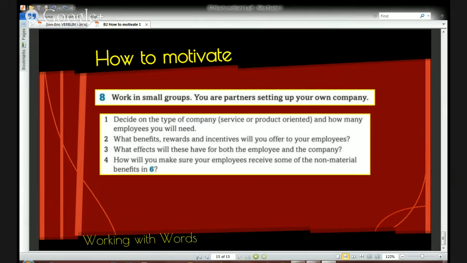Okay? So first of all, are we going to be setting up a product-oriented company or a service-oriented company? Class, what do you think? We'll set up another VerbLink, number 2. We're going to be branching out verbally. Okay, very good. So this is a service. This is an online service.